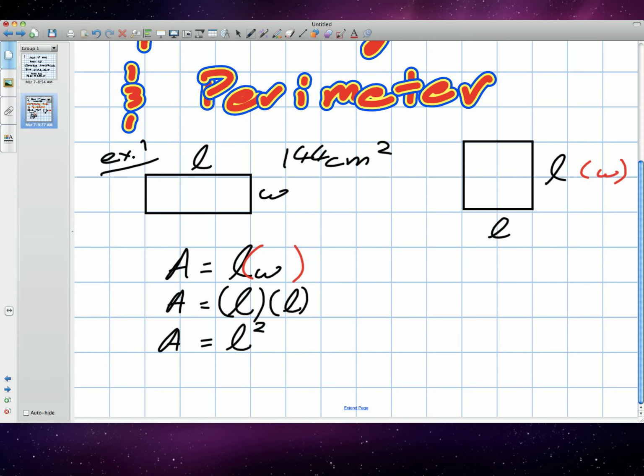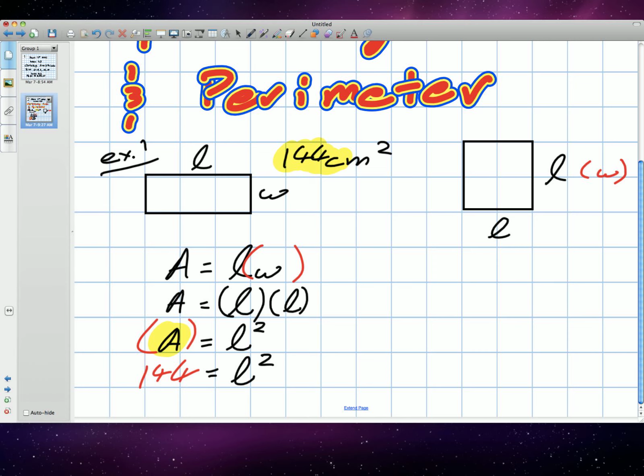Now, they did give us information. What was the area of this rectangle we were working with? Anyone remember? What was the area? We said at the very beginning. Perfect. So, I'm going to replace this area with 144 is equal to L squared. Okay.